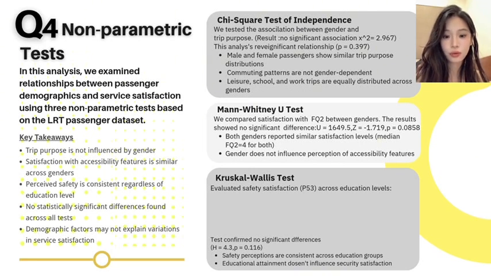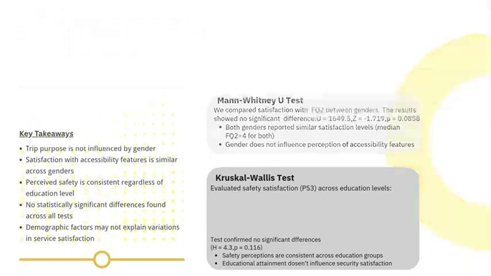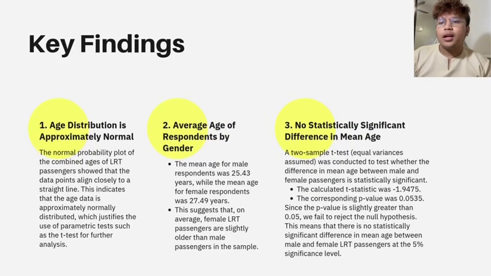The key finding across all three tests is that demographic factors do not significantly affect service satisfaction. This suggests LRT has achieved good service standardization across different passenger groups. That's all for my question. Thank you for your listening and patience. So next, we will talk about key findings.